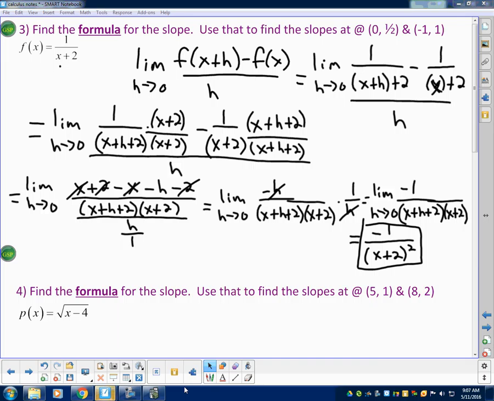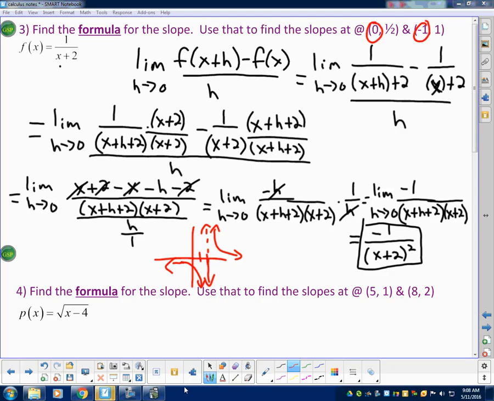Let me draw a picture here for you. So if I went 1, 2 over, I'd have a vertical asymptote. I'd have a branch right here. I'd have another branch over here. Okay, there's the parent graph, or there's the shifted parent graph for 1 over x plus 2. Here's what I'm telling you. This formula right here will tell you the slope of the tangent line at any point on this curve. Okay? Any point on this curve, it will tell you the slope of the tangent line. So when I ask you to find the slope at 0, 1/2 and negative 1, 1, all I'm doing is plugging in the x coordinates of these.